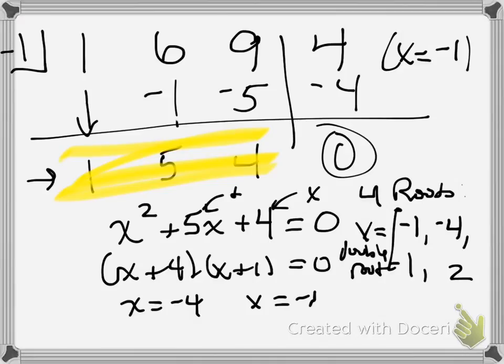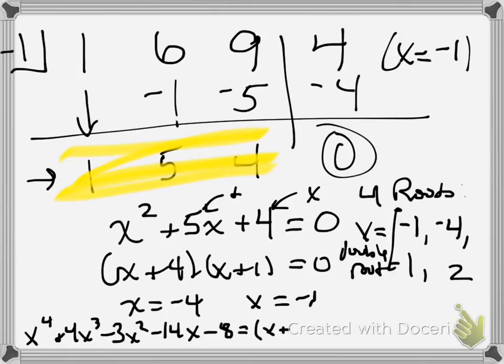So that means the 4th degree polynomial that we started the problem with, x to the 4th plus 4x cubed minus 3x squared minus 14x minus 8, is factored to be x plus 1, another x plus 1, that's the double root, x plus 4, and x minus 2. So there are still 4 factors and 4 roots, it's just that 1 repeats here.